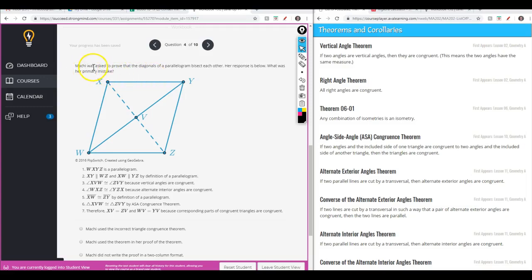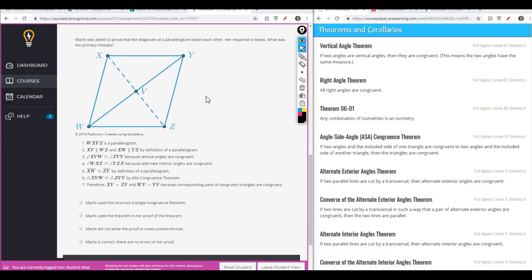Alright, question 4. Machi was asked to prove that the diagonals of a parallelogram bisect each other. Her response is below. What was her primary mistake? Okay, Machi used the incorrect triangle congruence theorem. Machi used the theorem in her proof of the theorem.